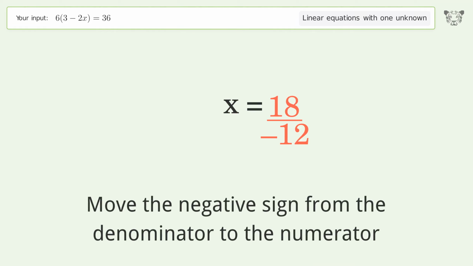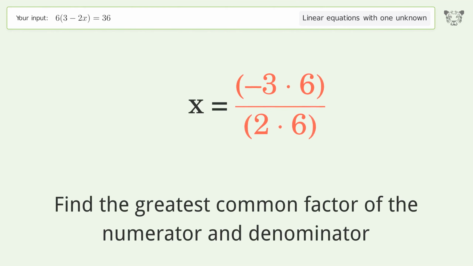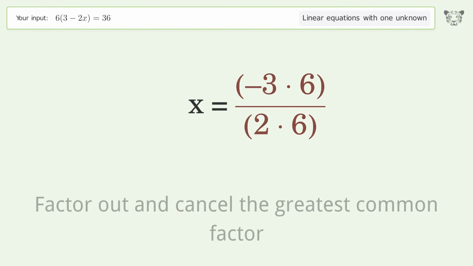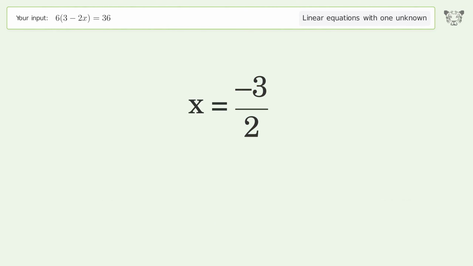Move the negative sign from the denominator to the numerator. Find the greatest common factor of the numerator and denominator. Factor out and cancel the greatest common factor. And so the final result is x equals -3/2.